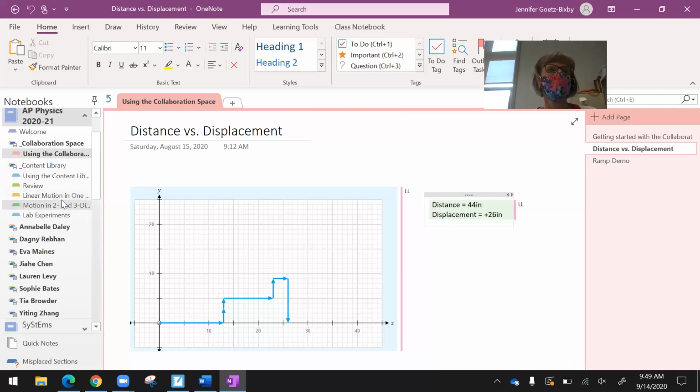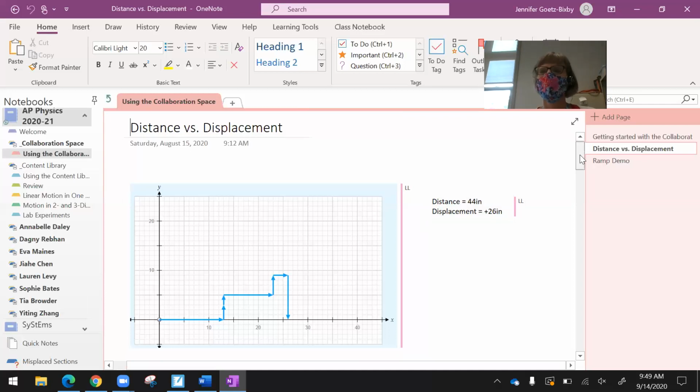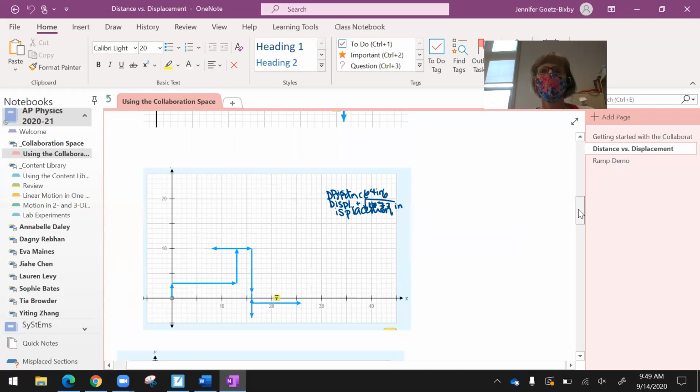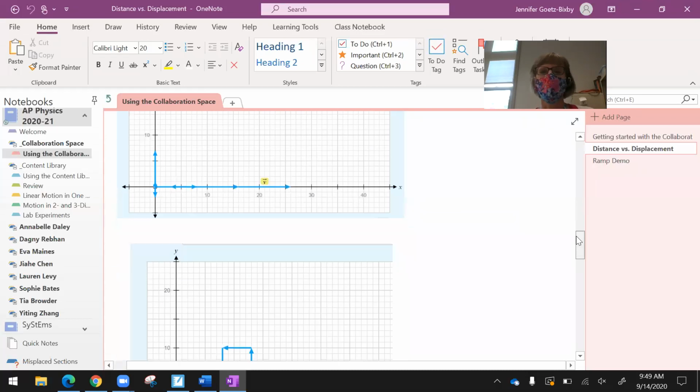I keep writing and then it just duplicates on top of itself like that. That's okay. You can give us your answer, Dagny, when we get there. All right.